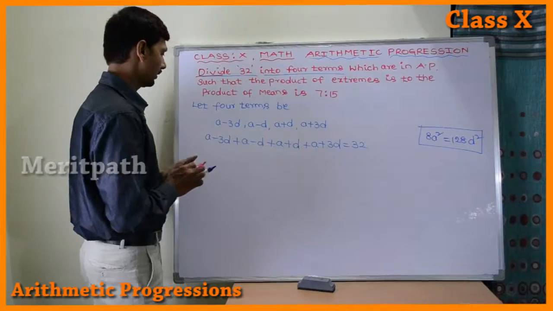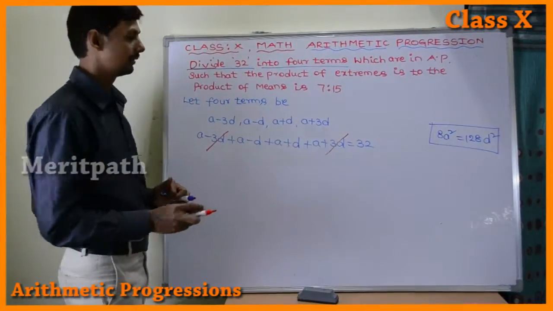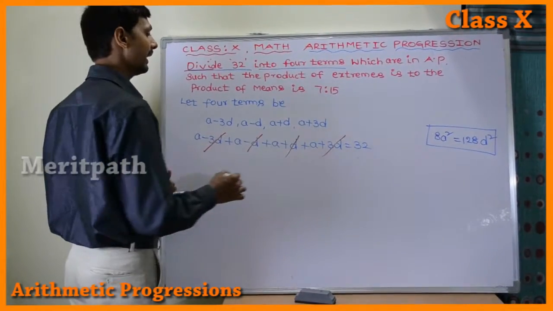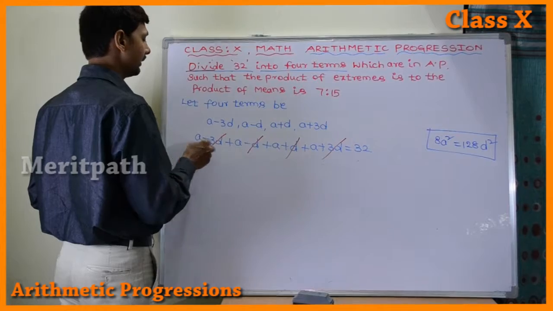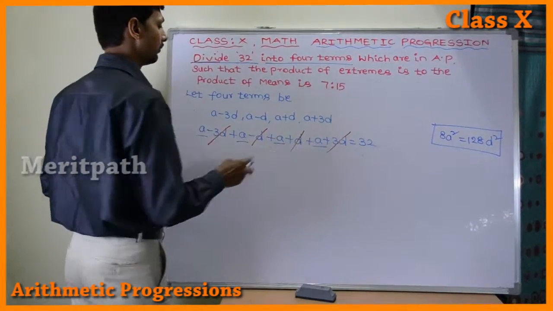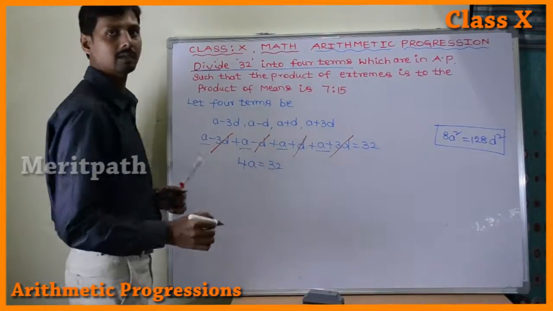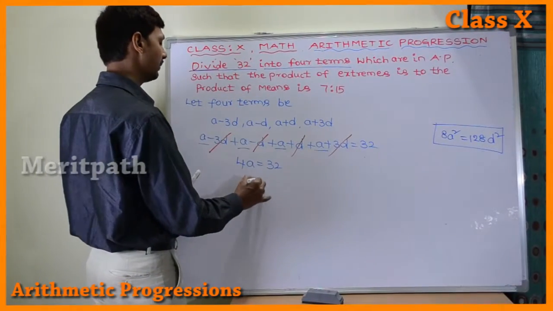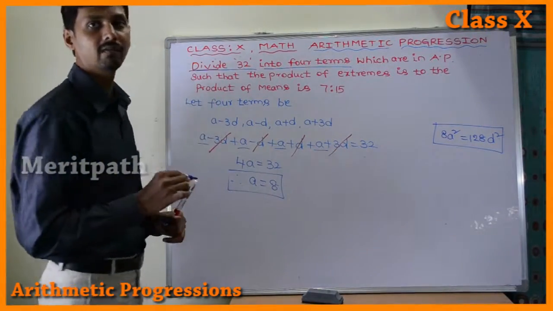So let us see here, there is minus 3d and plus 3d. We can cancel this. So minus d and plus d cancel. After cancellation of this, we got a, and there are 4 a's left out. So 4a is equal to 32, and when we cancel this 4, then we'll be getting a is equal to 8. So a is equal to 8 we got finally.